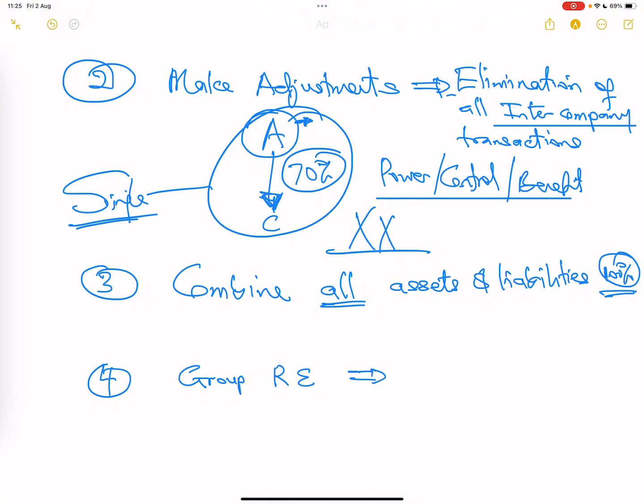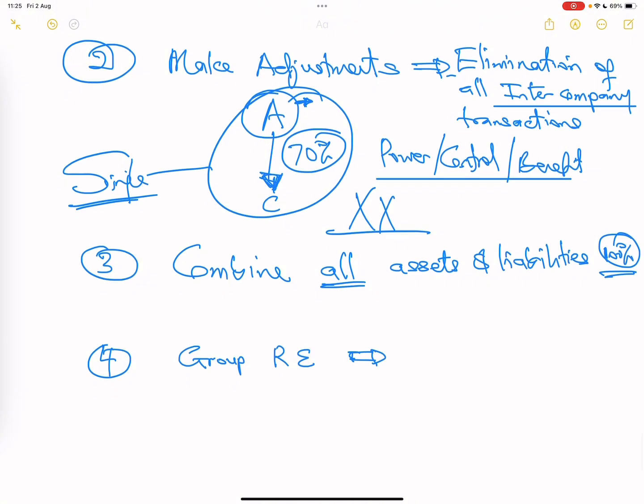And how do you calculate group retained earnings? This is very important because it can be a standalone question on itself. Yeah. You start with the parents' retained earnings, then add, and is plus the parents' portion, yeah, percentage, times post acquisition profit or acquisition retained earnings of the subsidiary.